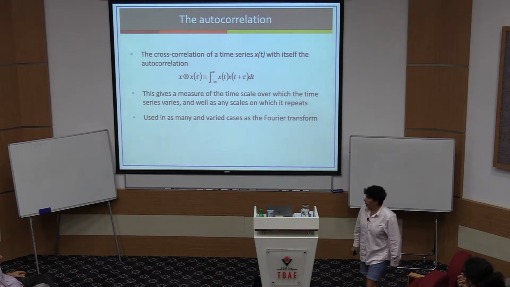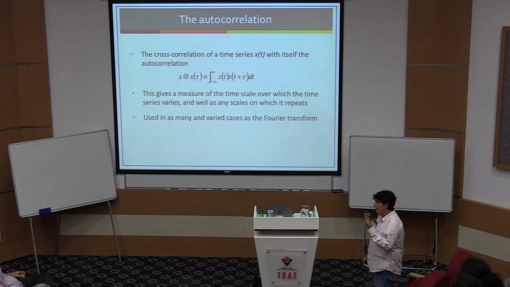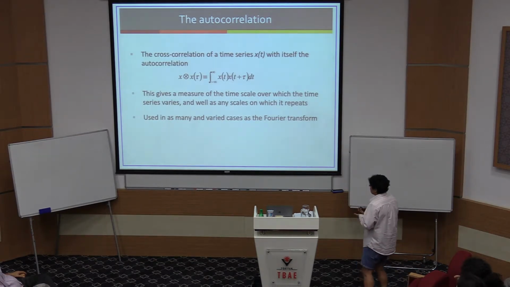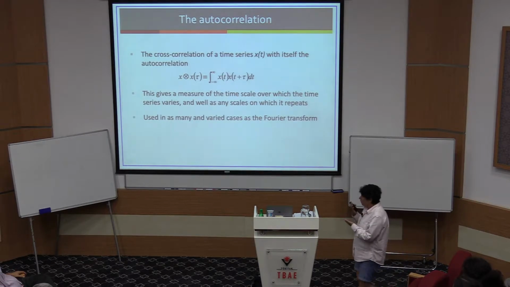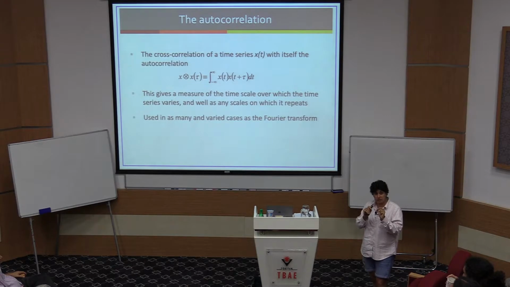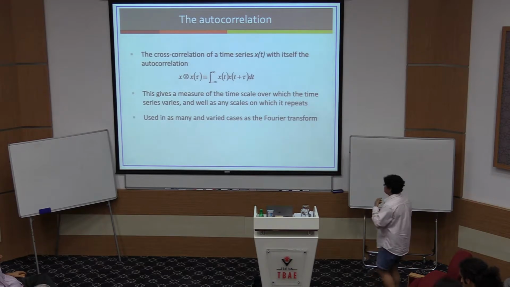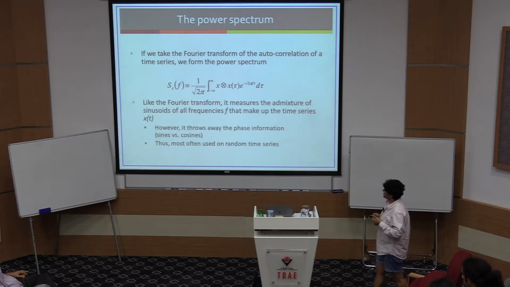Then comes the autocorrelation function. The autocorrelation function is really just the cross-correlation of a time series, but with itself. And the question that this is asking is that, it is a measure of the time scale over which a given time series both varies in time, but also repeats in time. So when you have something that repeats, that's often picked up by the autocorrelation function.